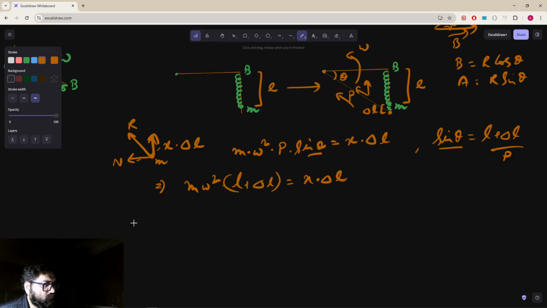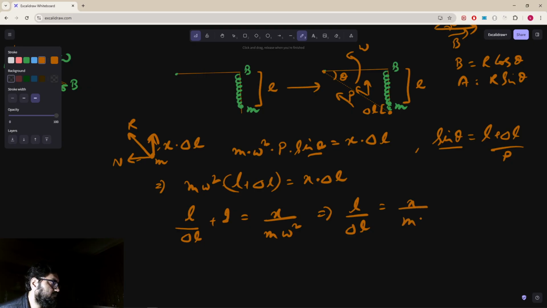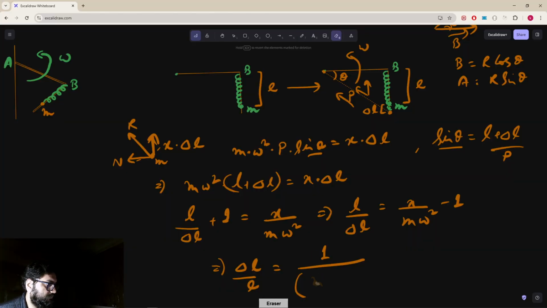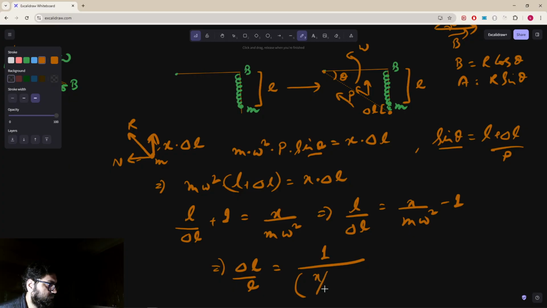Let me solve for it now. I'll get L divided by delta L plus 1 is equal to x divided by m omega square, which gives me L divided by delta L is equal to x by m omega square minus 1, which gives me delta L by L is equal to 1 divided by x by m omega square minus 1.